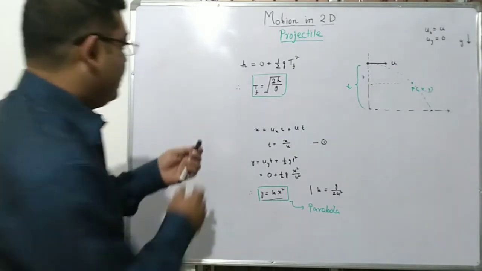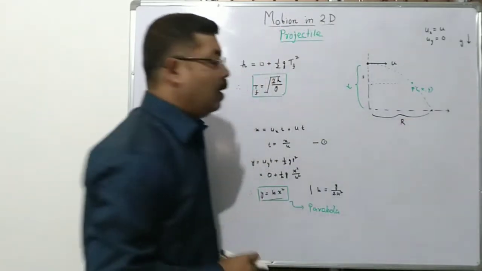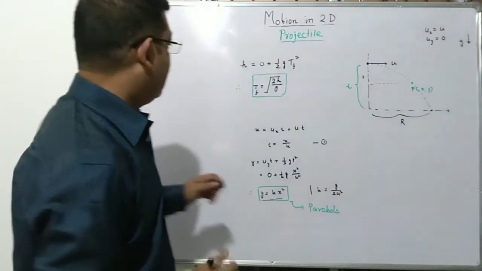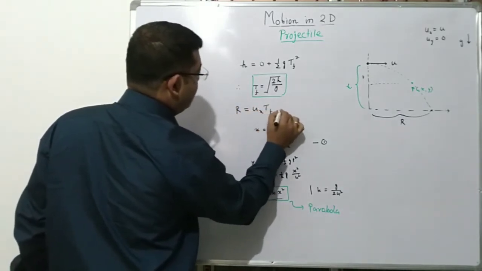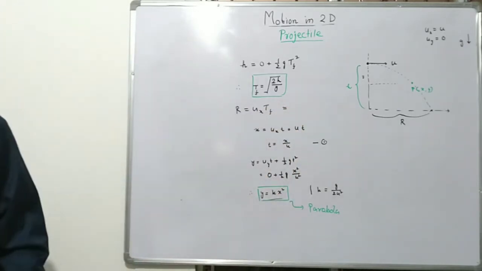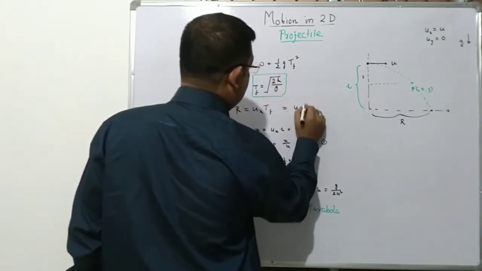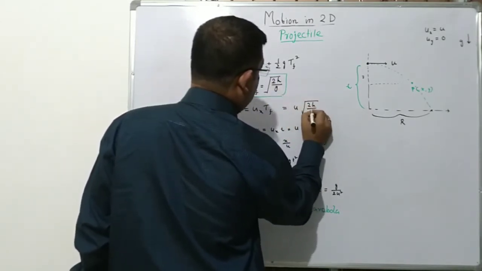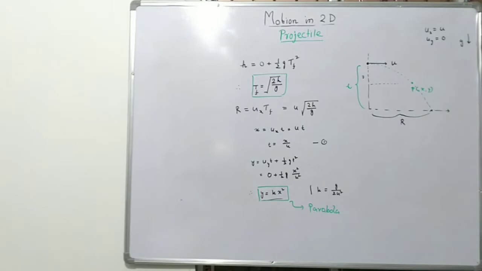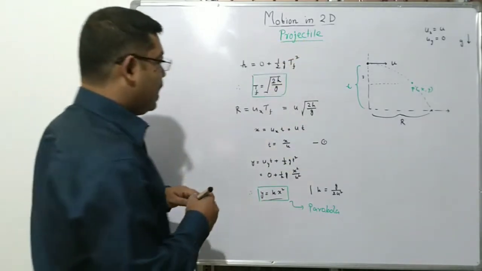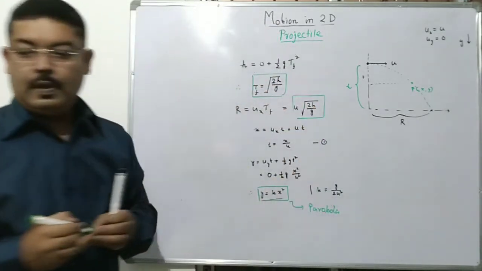And if tf is given by this, what is the range? That is, what is this horizontal distance the projectile will travel before it reaches the ground? R will be given by simply ux into the time of flight. But what was ux? ux was u. So it will be u, and the time of flight is given by the square root of 2h upon g. So the range of a projectile which is released horizontally at some height will be given by this expression, right?